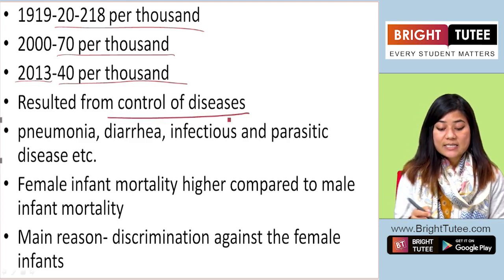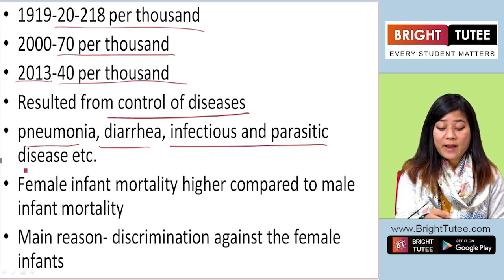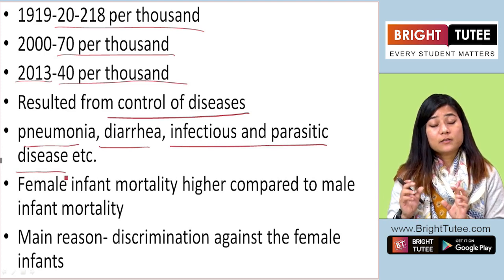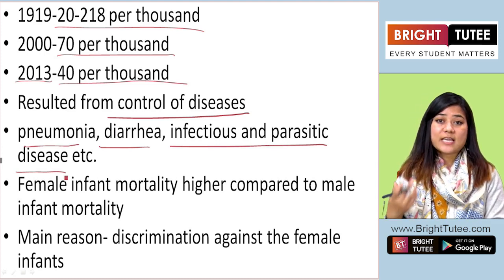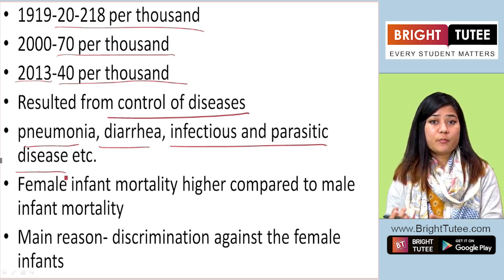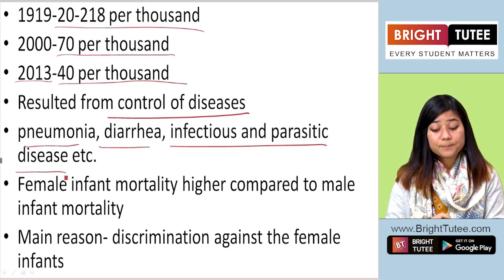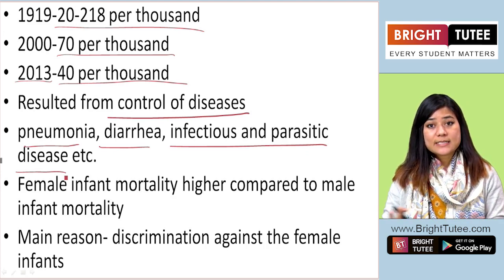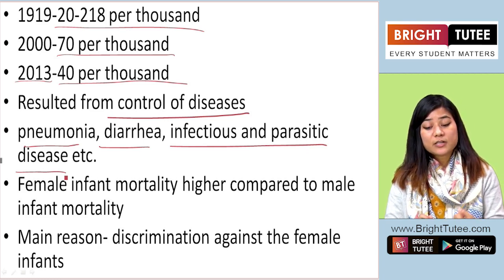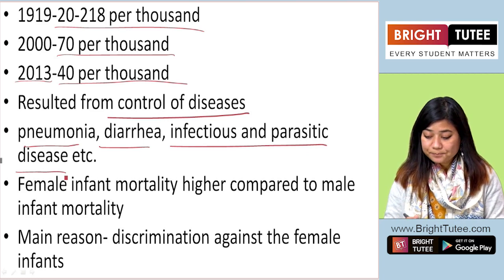Control of diseases like pneumonia, diarrhea, and other infectious and parasitic diseases. Now these diseases cause the death of infants after they are born or soon after they are born, before they reach the age of 1 year old. And when these diseases are controlled, then what happens? It leads to the decline in the infant mortality rate.